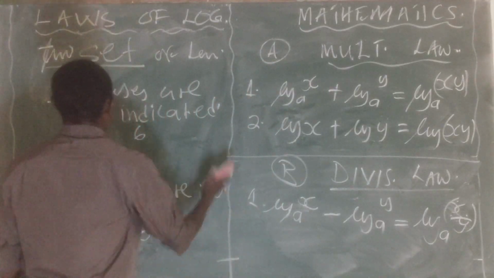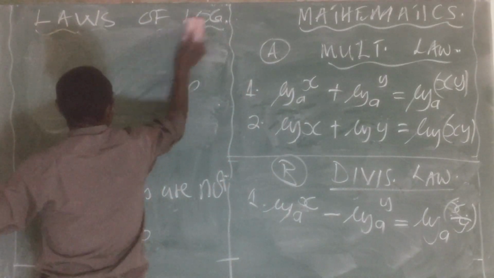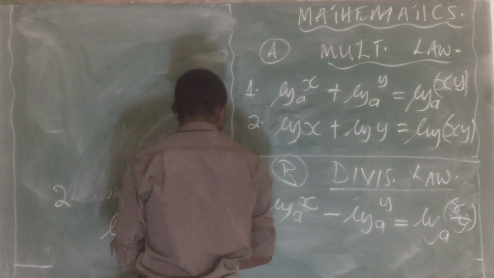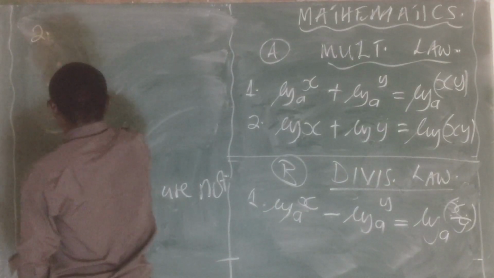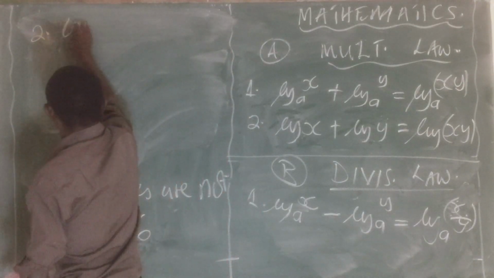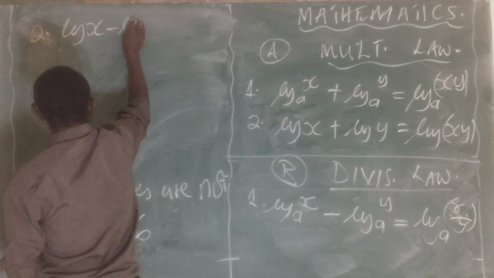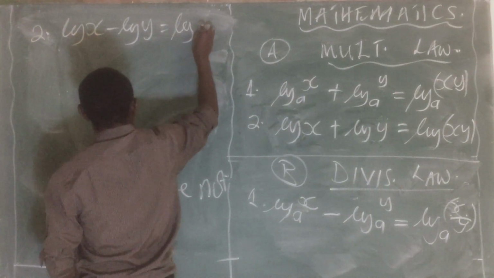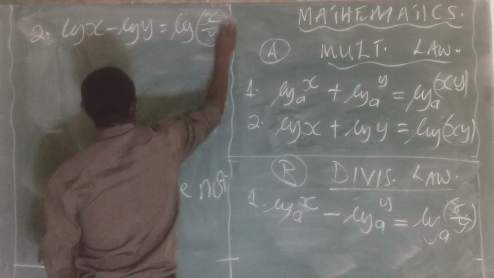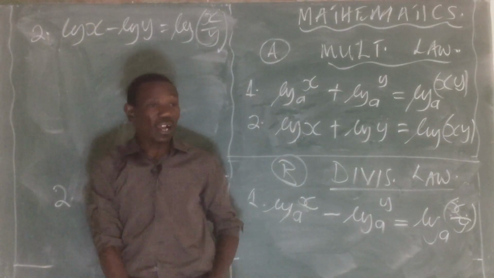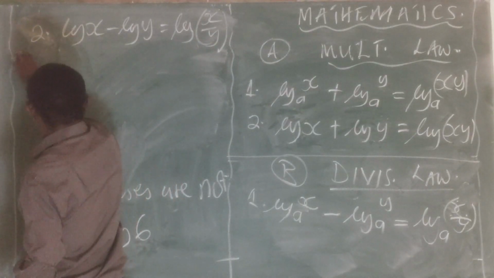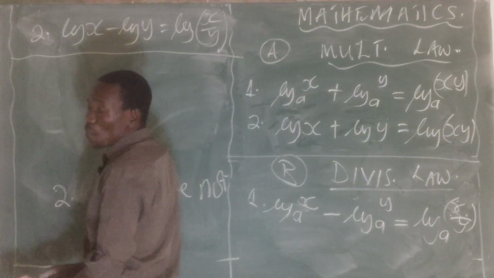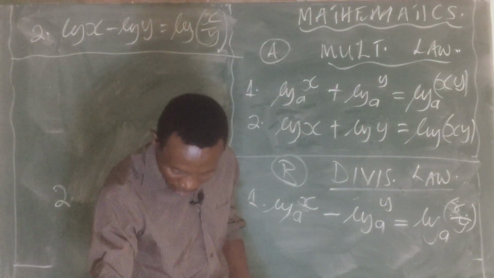Then similarly, if we don't have the bases, what does this mean? That is now the second set. You talk of log of x minus log of y. That is as good as writing log of what? That is x over y. We take it for granted that the bases are the same. Right. So that's it. We have covered the first two laws of logarithms.